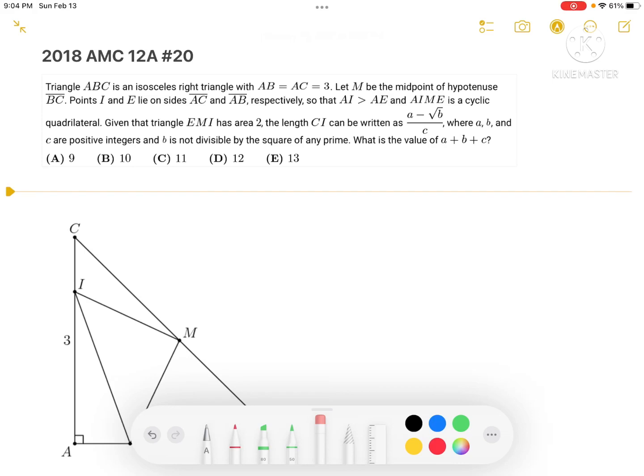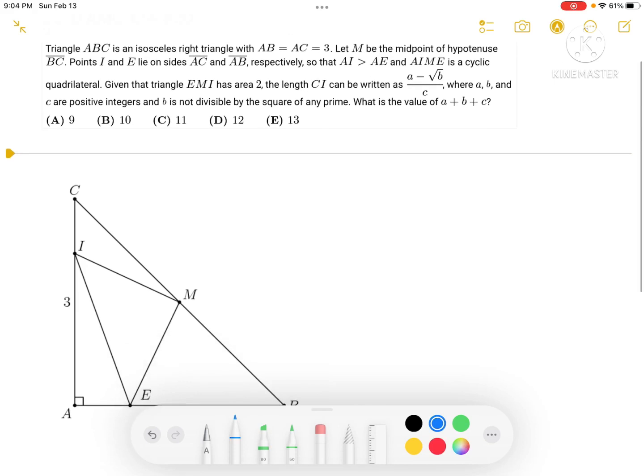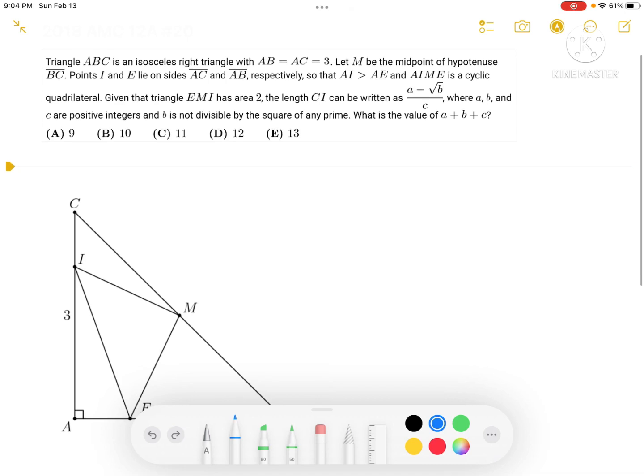Hello, let's solve the 2008 AMC 12A question 20 together. So in this case, we have triangle ABC, which is an isosceles right triangle. Its sides AB and AC are both equal to 3, and the hypotenuse BC is just 3 times square root of 2.